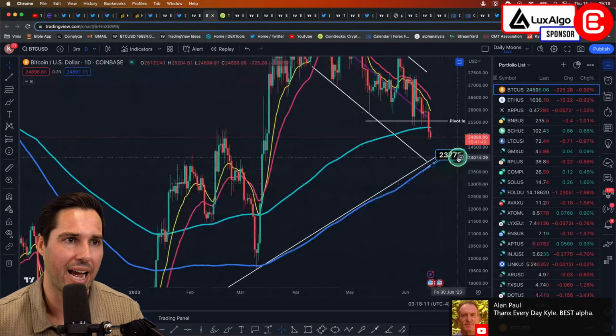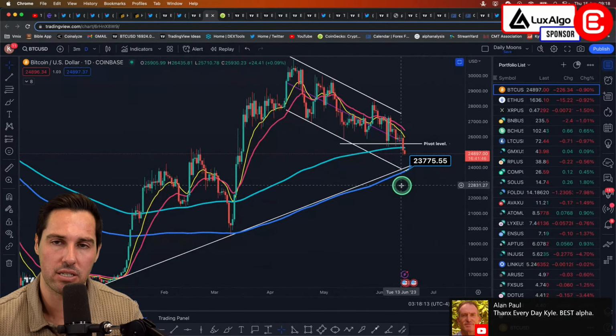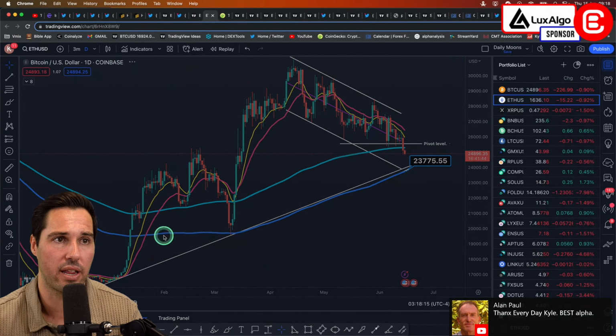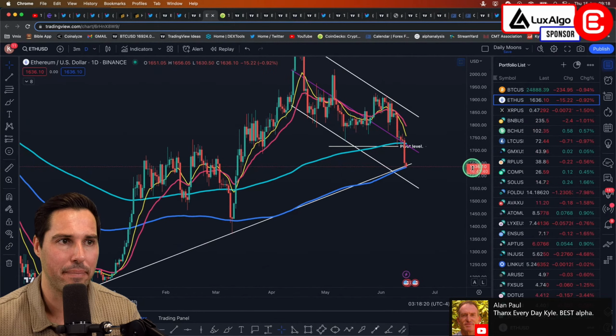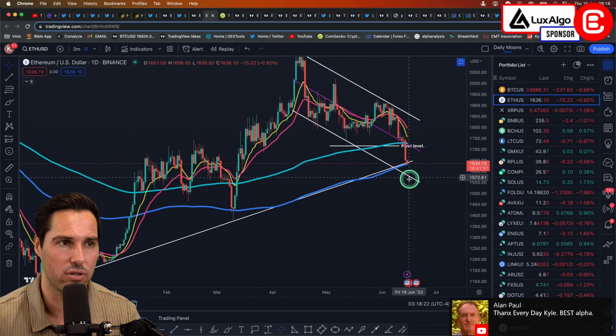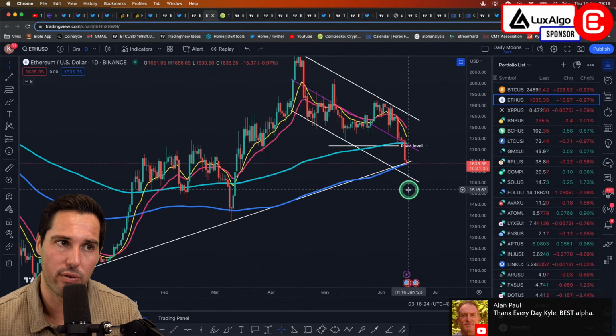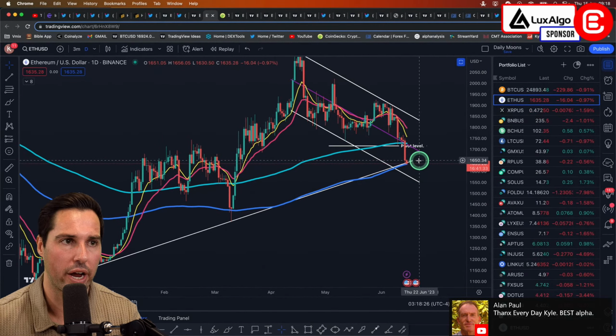The 200 moving average. But again, as I've said, it depends on how you get to that level, because if you look at Ethereum, I don't like the way that Ethereum is at that level. And I think that I'm more inclined to think it's going to break this level, sweep lower, and then I'd rather wait for a reclaim of the 200 before going long.